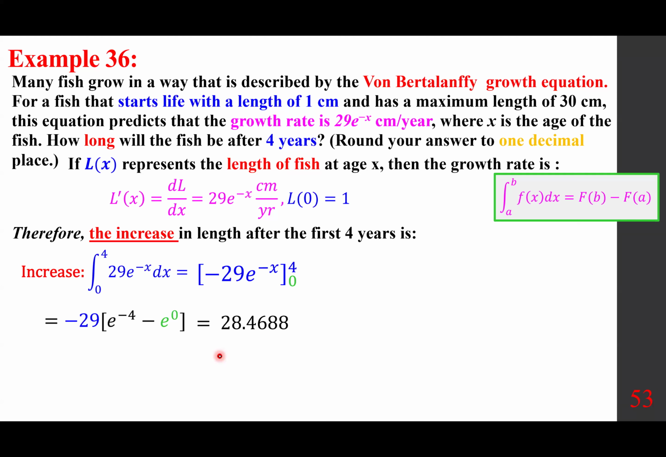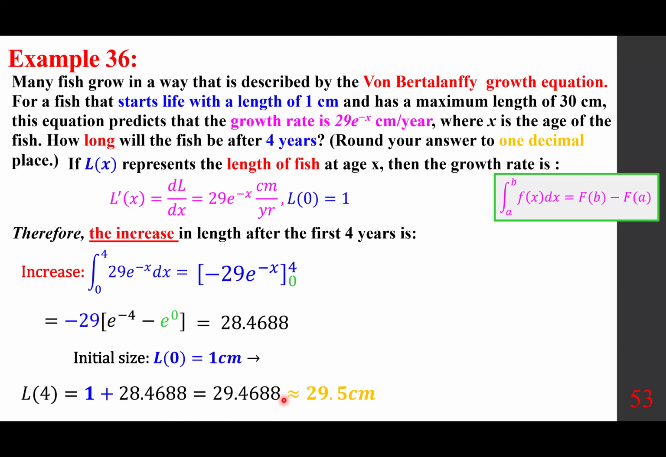28.4688. You don't want to do any rounding in mid steps, just at the end. And so this is the amount of increase, and L of 0 is 1. Add it to it, you get 29.4688. Now it says 1 decimal. Next to 4 is 6. You round it up, you make it 29.5 centimeters. And that's fine, and you're done. Everything is perfect. I just want to show you a slightly different method, as we did in the previous example.